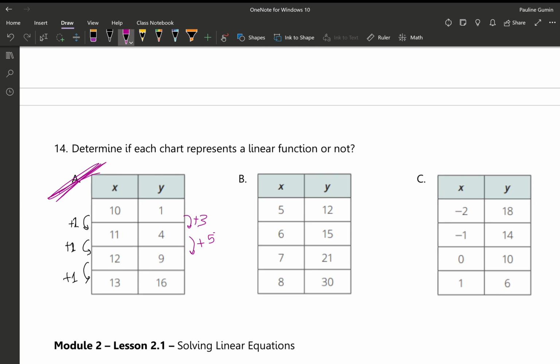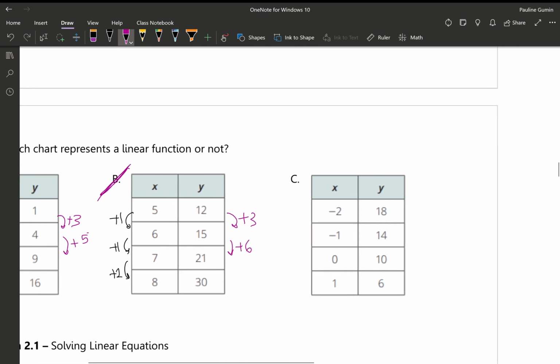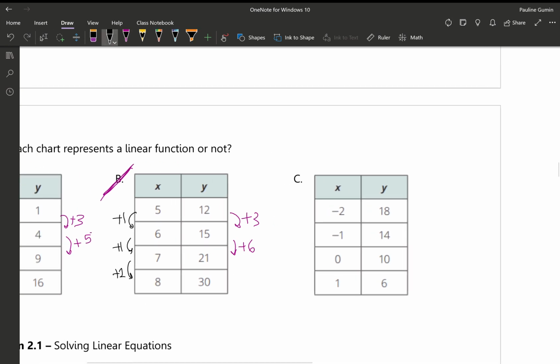So let's continue to letter B. Our x's look like each of them is doing plus 1 again. Beautiful. Let's check out our y's. This is plus 3, plus 6. We're done. This is not linear. Letter C. Each of the x's looks like it's going plus 1. Wonderful.